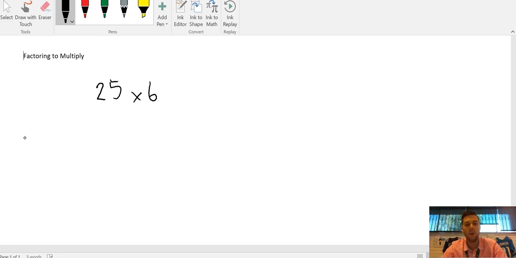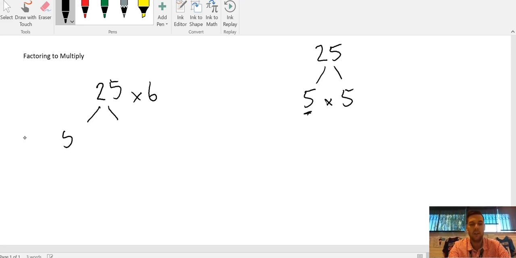So when we factor to multiply, it is about breaking numbers down into factors to make it easier to multiply. Now just to remember, a factor is when two numbers are multiplied together to equal a number. So for instance, 5 times 5 equals 25. So our 5, because we've got two of them, would be our factor. So let's do it this way, okay?